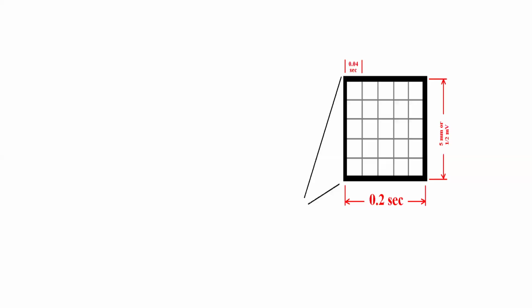0.04 per second means that for one small tiny box, the duration it takes this stylus pen to move is 0.04 of a second, okay? Now, the 0.2 seconds represents the 5 small boxes, which is 5 times 0.04 to give you 0.2. The other thing that is shown there in terms of vertical is the voltage in millivolts. One small box is equivalent to 0.1 millivolts, so 5 of them will be 0.5 millivolts, and that's what is shown there, half a millivolt. Okay, so in terms of time, the horizontal line represents time in seconds. The vertical line represents voltage in millivolts. So 5 millimeters is equivalent to half a millivolt.